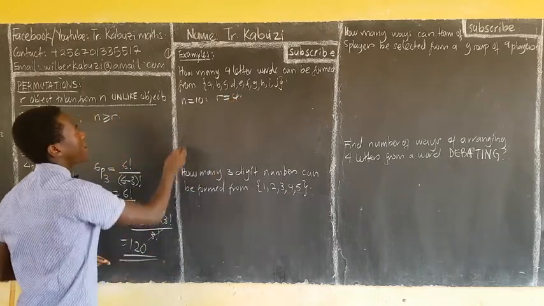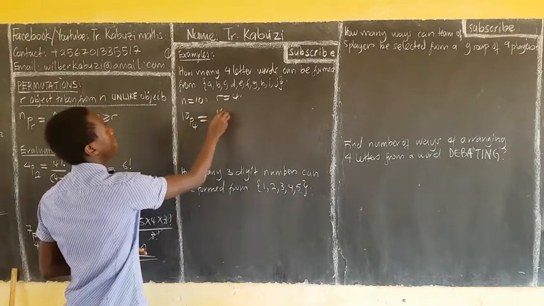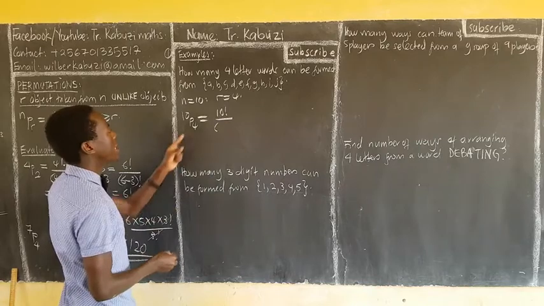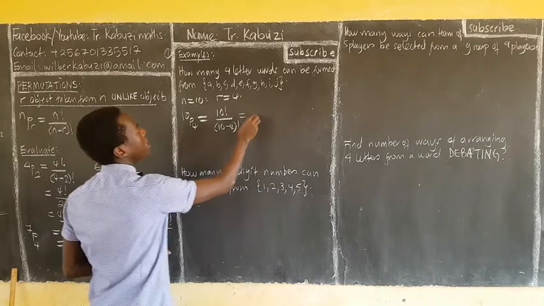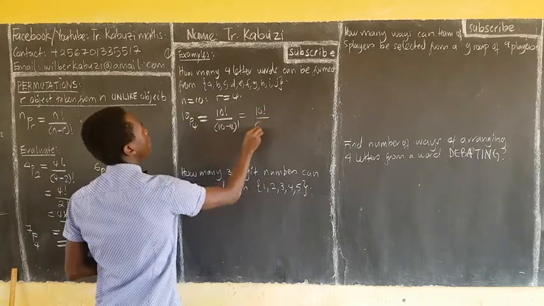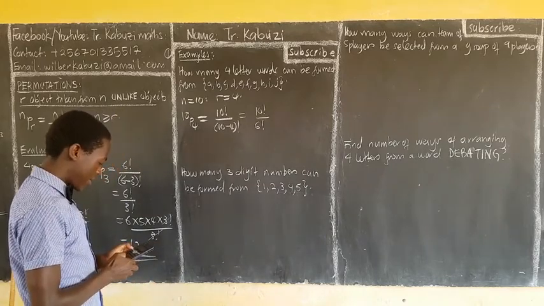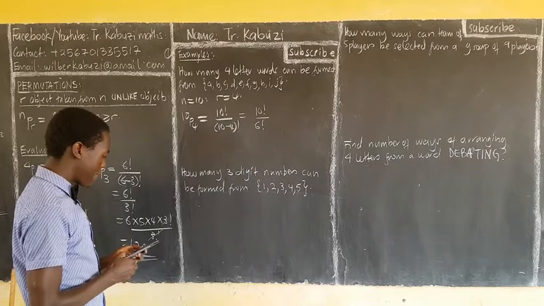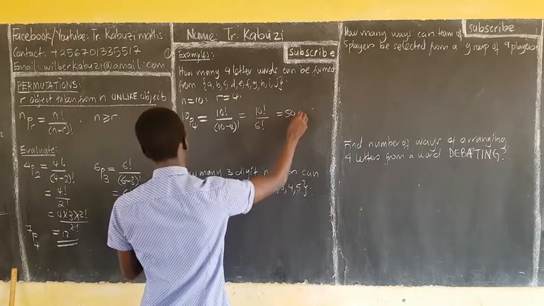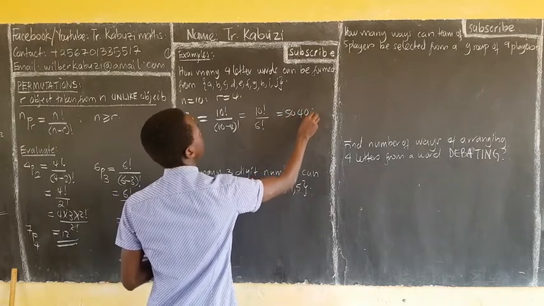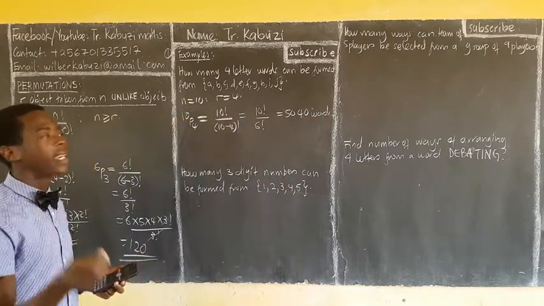This is the same as 10 permutation 4, which will be the same as 10 factorial over 10 minus 4 factorial, which is 10 factorial over 6 factorial. You can just press that on the calculator, and the answer I'm getting is that you can form 5,040 words. So those are the words you can form if you are taking them to be words of 4 letters from these.